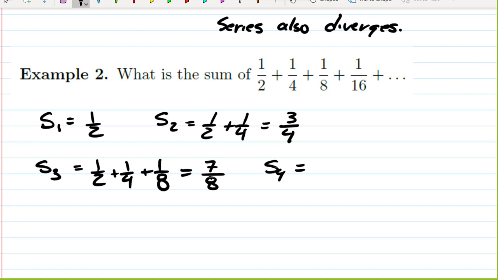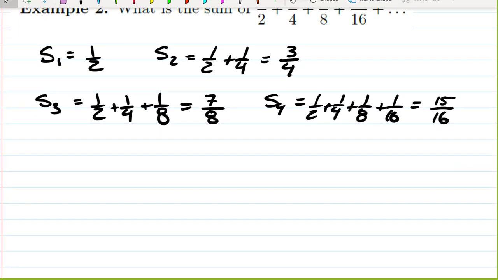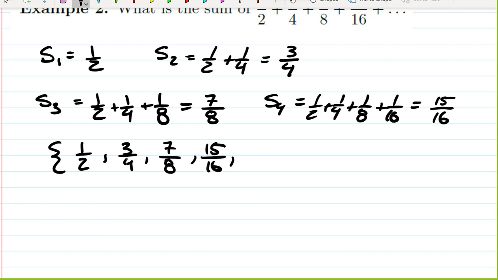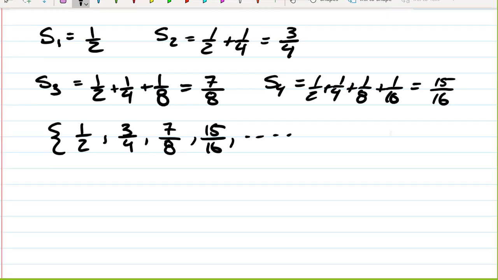And S sub 4 is going to be 1/2 plus 1/4 plus 1/8 plus 1/16, which is equal to 7/8 plus 1/16. So 14/16 plus 1/16 is 15/16. So those are the first 4 members of our sequence of partial sums. So let's take a look at them. So 1/2, 3/4, 7/8, 15/16, and so forth. And we're looking for a pattern.